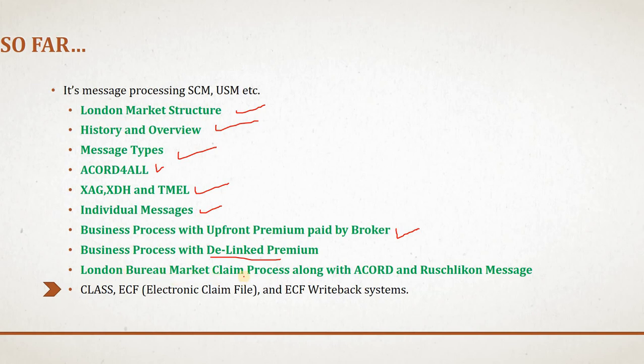And in the last session we discussed the claim process, and we also touched upon the Accord and Rushilcon messages. And in this session, as I said earlier, we are going to discuss class ECF, which stands for electronic claim file, and the ECF Writeback system. So we have a couple of things to discuss here.